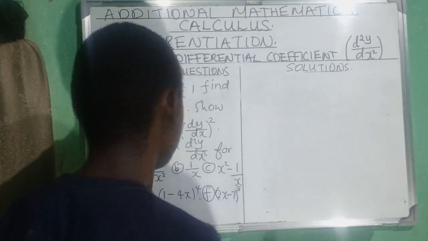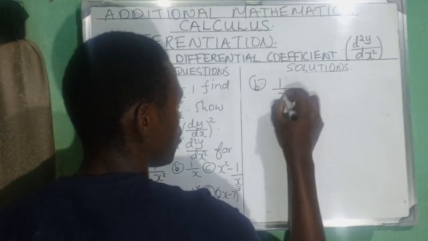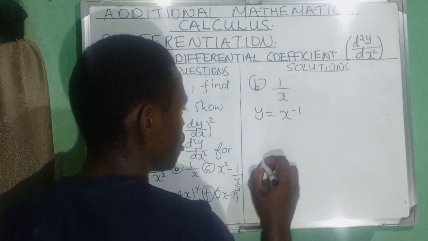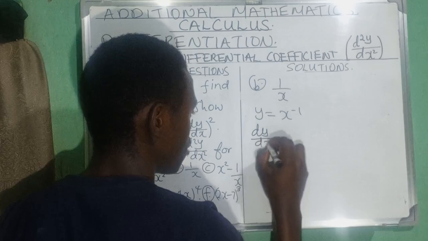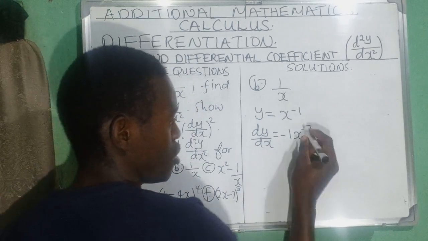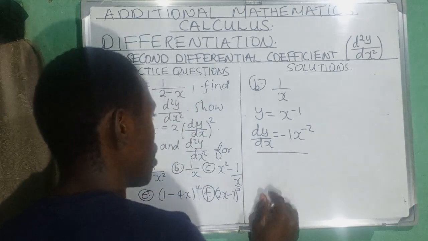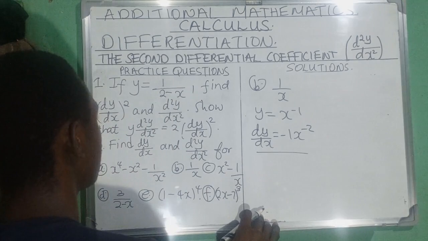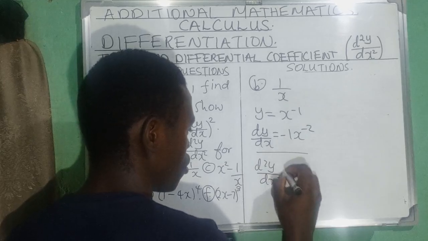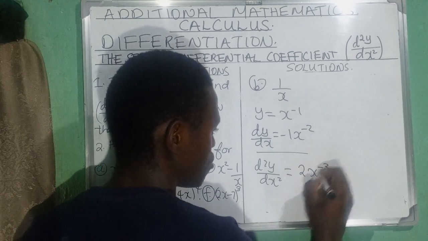So let's go to question B. Question B is 1 divided by x. So you say y is equal to x to the power negative 1. dy/dx is going to be equal to negative 1 raised to the power negative 2, if you know how to do the chain rule. So this is your dy/dx. And then they want us to find the d2y/dx2, right? The d2y/dx2, which is equal to a positive 2 x to the power negative 3.